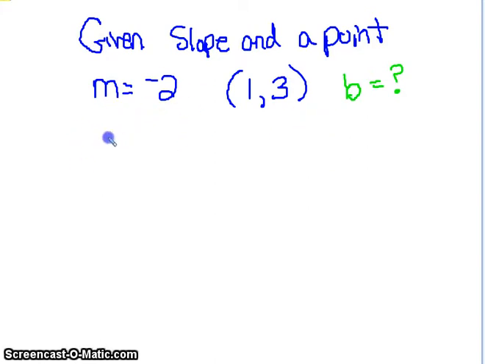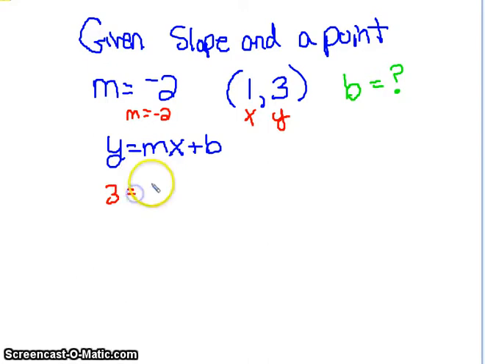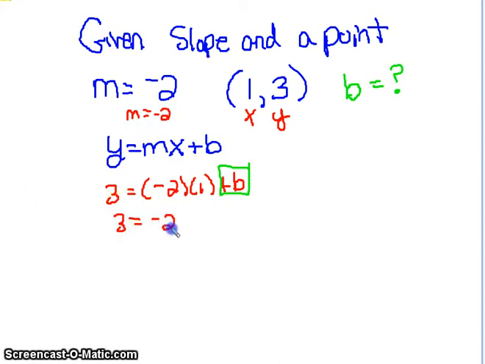One way is to use our y equals mx plus b, and we know that we have our slope right here, m equals negative 2, and our x comma y, we can pull those. So we have 3 equal to negative 2 times 1 plus b. That's what we're looking for. We're looking for that b. And so we have to isolate that variable. I get 3 equals negative 2 plus b. And then I add 2 to both sides, and we get 5 equals b.